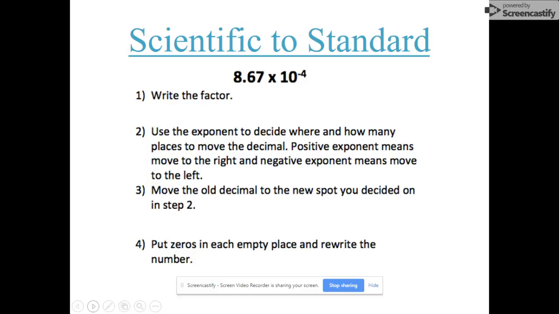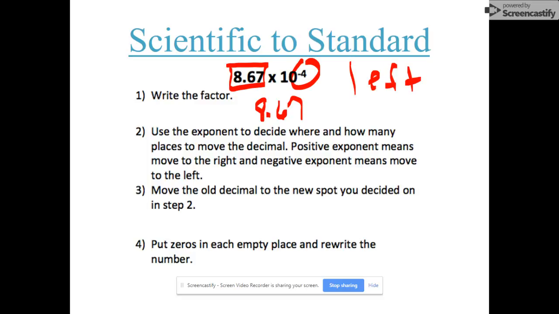Step 1 says, write the factor. The factor is another word for the coefficient. So my coefficient is 8.67. It says use the exponent to decide where and how many places to move the decimal. A positive exponent means move to the right, and a negative exponent means move to the left. In this case, I have a negative exponent, so I'm going to move to the left.